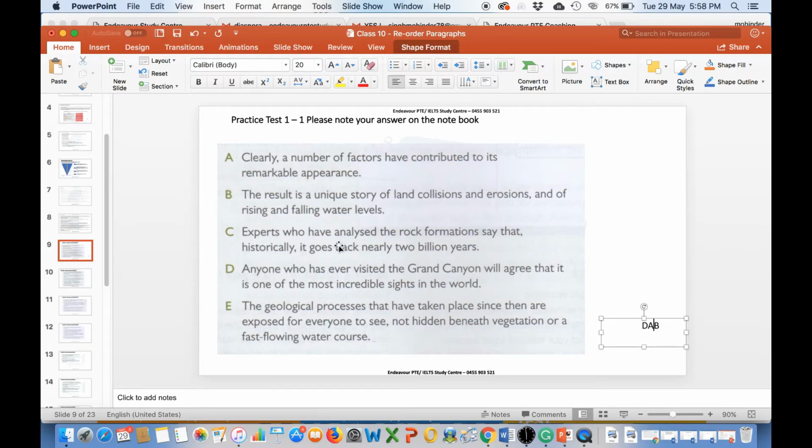Now they're saying experts who have analyzed the rock formations say that historically it goes back to 2 billion years ago. Now after 2 billion years ago, I need something, because they are making reference to time here. So maybe they may be explaining the time in the next one, which is here. So the geological processes that have taken place since then, since when? Since 2 billion years ago, are exposed to everyone to see, not hidden beneath vegetation or a fast flowing river water course.